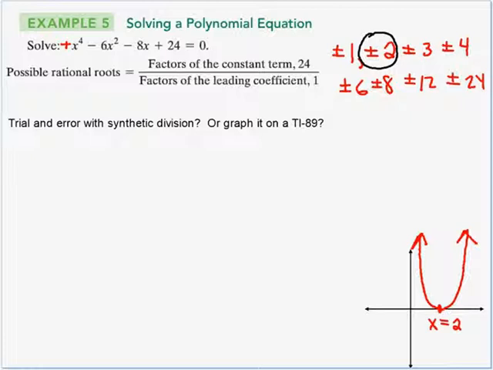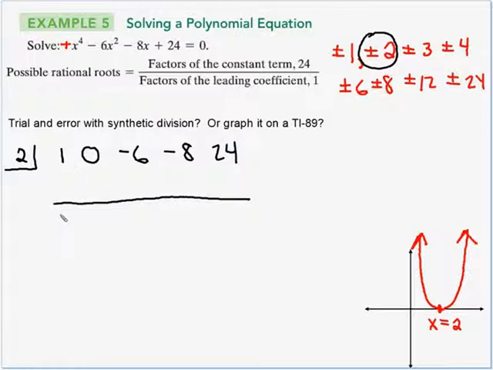So instead of just taking some stabs in the dark, let's try to use synthetic division to pull out a 2. We're missing our third power, so our coefficient there is 1, a 0 for the missing third power, and then a -6, a -8, and a 24. We drop the first term, multiply and add, multiply and add, multiply and add, multiply and add. There it is. Remainder of 0, so we did find a factor.